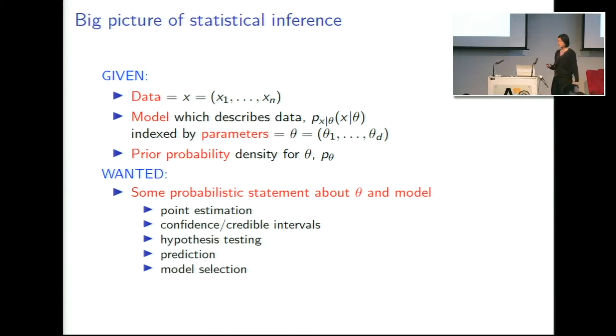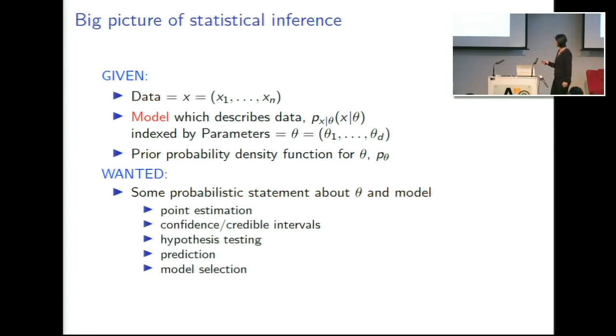So those are the basic ingredients, and out of those ingredients, we would like to come up with some probabilistic statement about the parameter of interest. And in particular, we might want to calibrate our model. We call it point estimation. We might want to build confidence or credible intervals of the values that the parameters can take. We want to do hypothesis testing and prediction, and we might even want to do model selection, so decide which model best fits the data.